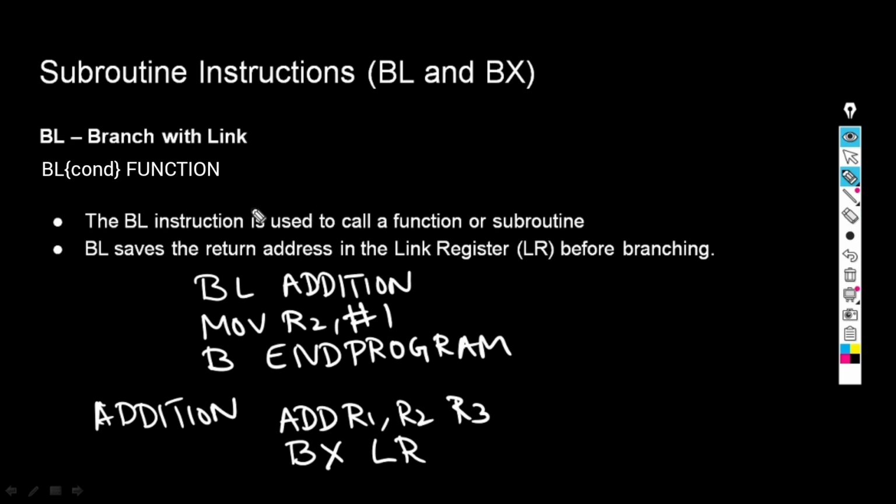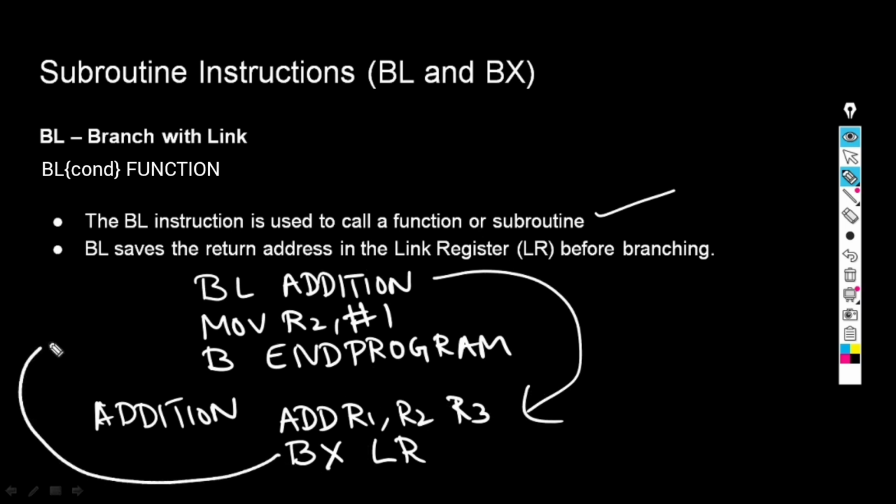Okay, let's go with the explanation. The BL instruction is used to call a function or a subroutine. Now this thing is a subroutine. Why do you think it is a subroutine? Because we have a specific mechanism to jump to this particular subroutine. Along with that, we have a mechanism to make sure we end up coming back to the next line which needs to be executed. And in order to execute this particular subroutine, we need BL and BX instructions.